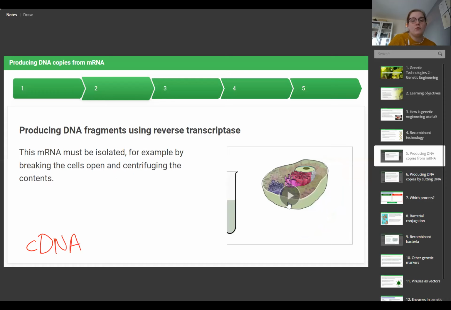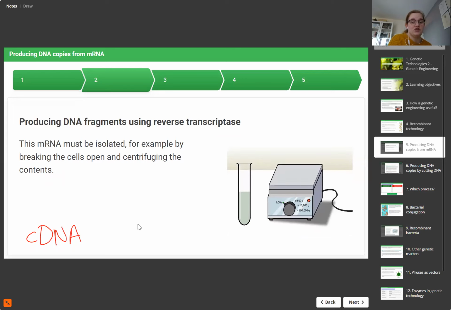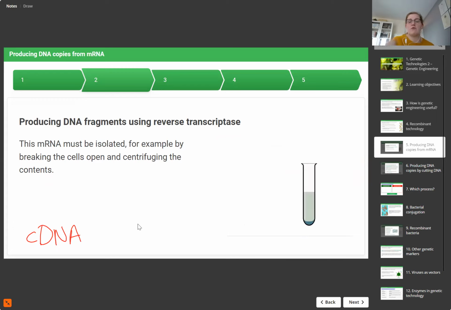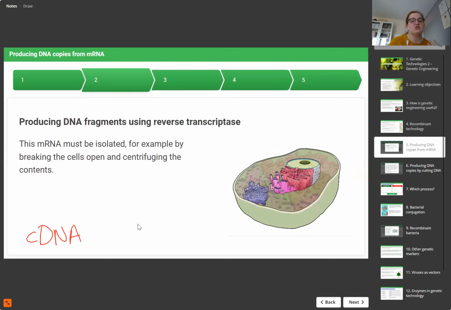And so, for example, we could isolate it by breaking the cells open and centrifuging the contents. So break it open, centrifuge it, and basically we are just giving it lots and lots of force and that force is just going to break open those cells. It's nothing really fancy. We just break the cells open and then centrifuge them to really, really separate all those contents that's inside. So that's how we can isolate that mRNA.